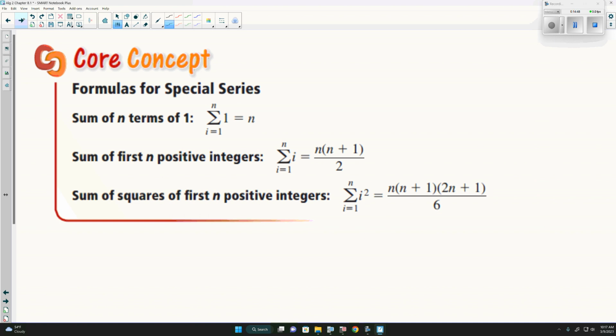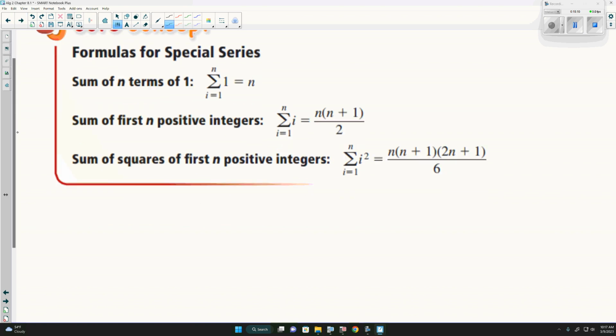Now, special series have a summation to them. So, to find the sum of n terms of 1, we're just adding 1 to itself. It's just whatever the summation is. So if we said from 1 to 100, it would just be 100.